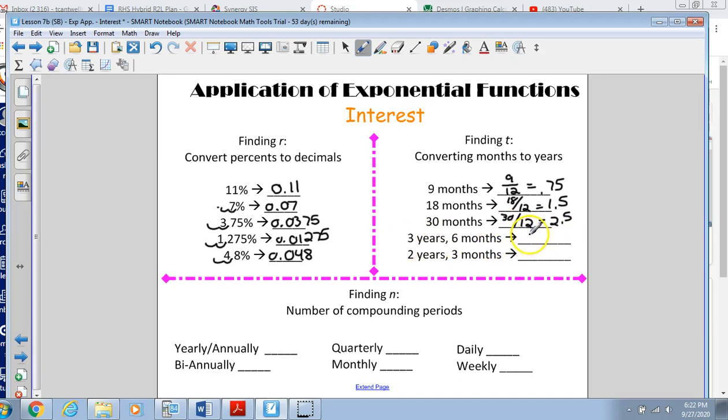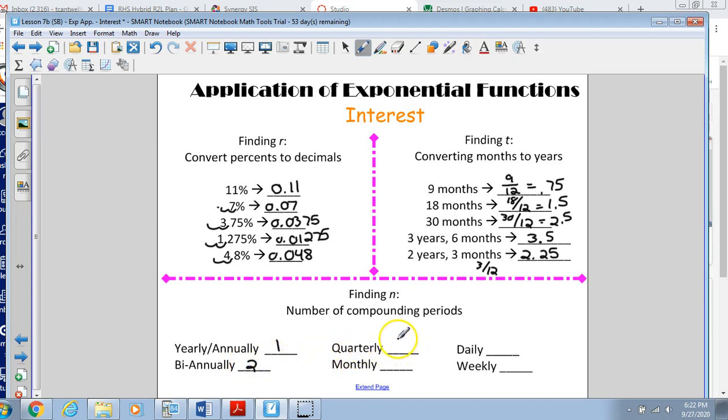3 years and 6 months, the 6 months is 1/2 of a year, so 3.5. 2 years and 3 months, or 3 out of 12 months, would be 0.25. And we're finding N, the number of compounding periods. If our interest is compounded yearly or annually, then N is 1 time a year. Biannually, 2 times per year.